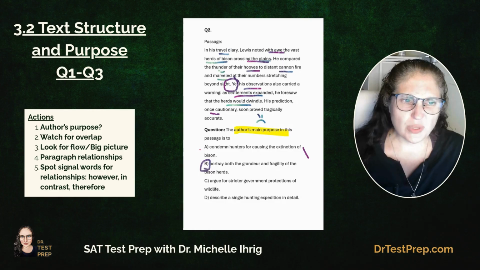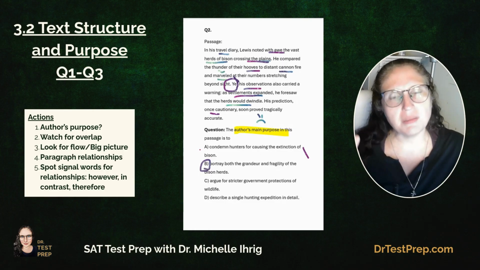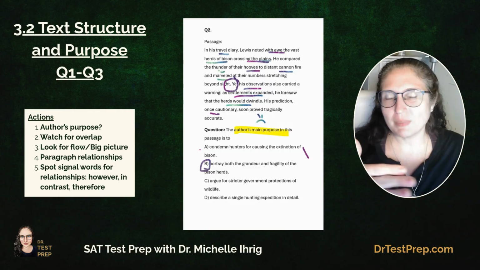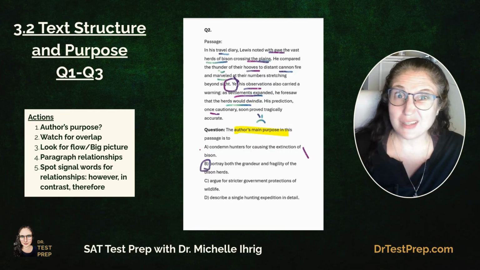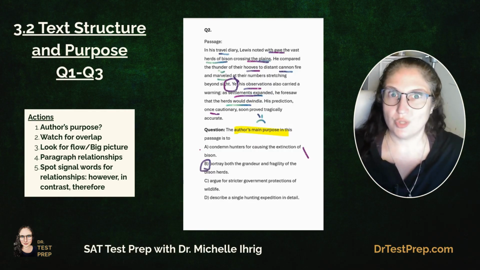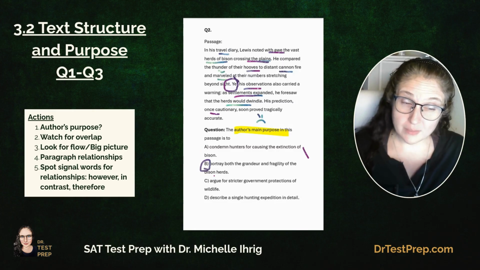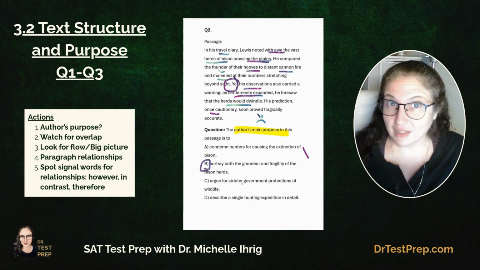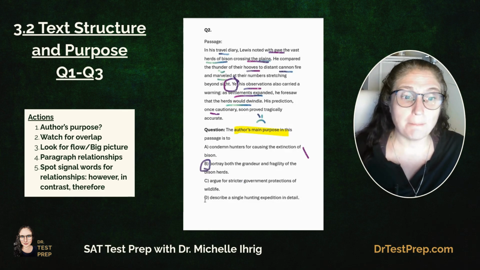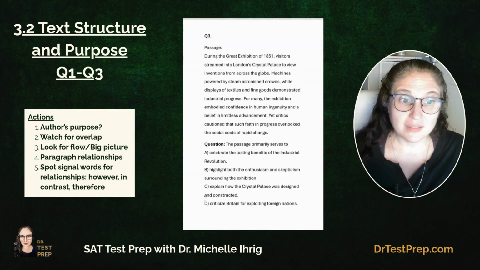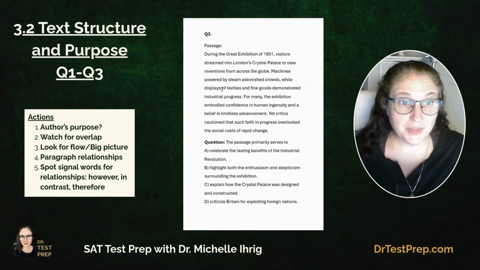To argue for strict government protections. Well, he might want strict government protections, but that's not the purpose of the passage, and government's not mentioned in it. It's not like you should do this. To describe a single hunting expedition. That's definitely not what happened. So B is our best answer. Let's look at our last question in this video, number 3. Here again, the passage primarily serves to.